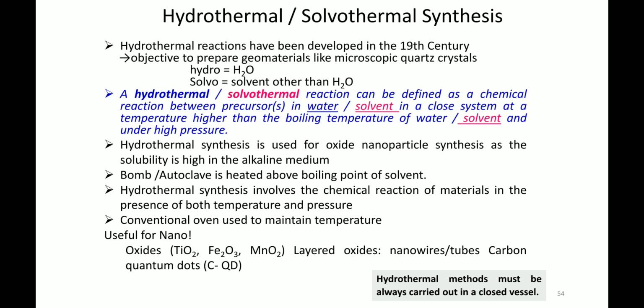You have to remember that the hydrothermal method must always be carried out in a closed vessel, in an autoclave, in a bomb. This is the requirement of this method. If you have a closed vessel where you are able to maintain the temperature and pressure, then you are able to synthesize this material using this technique.